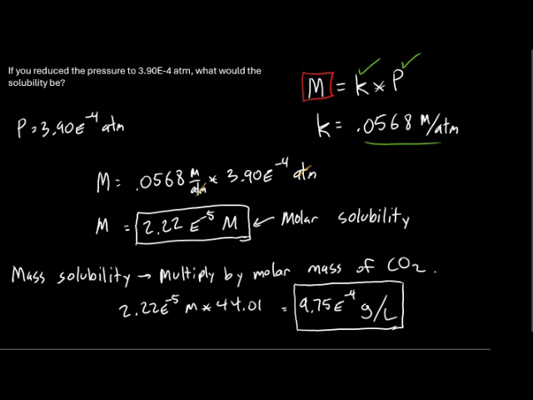As an interesting bit of trivia, this pressure I've specified is roughly the pressure of CO2 in Earth's atmosphere. This tells us under Earth's atmosphere, the solubility of CO2 in water is 9.75 E negative fourth grams for every liter of water.